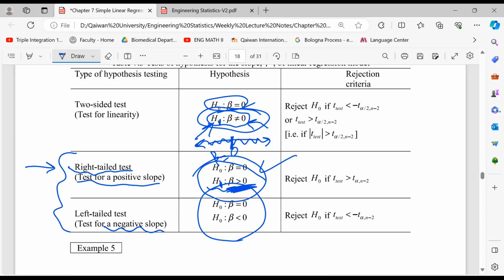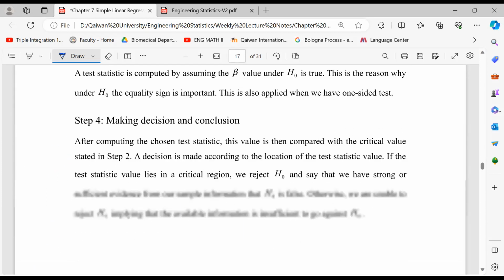This one is only the right-hand side of 0. This one is only the left-hand side of 0. Even if it says a right tail test or left tail test, it's the same as saying positive slope or negative slope, respectively. Positive and right are the same. Negative and left are the same also. Let me return to here.